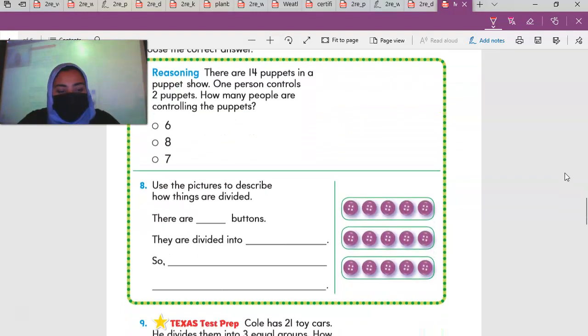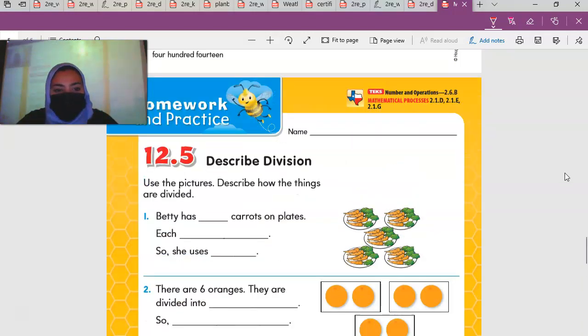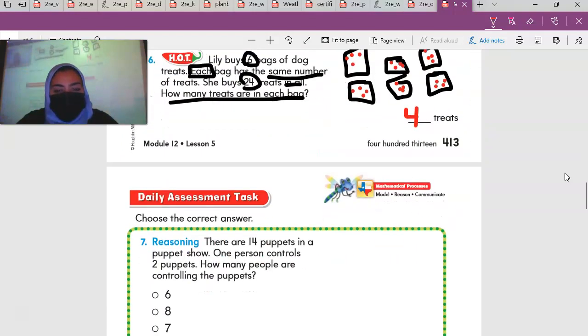Easy schmeezy, lemon squeezy. Okay, I want you to go ahead and do page 414 to 416 on your own. If you have any questions, let me know.